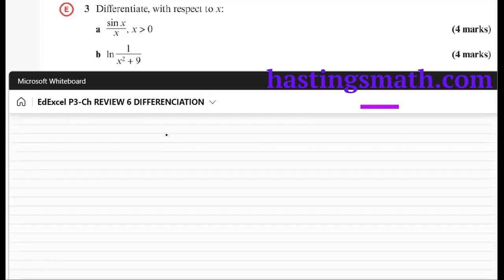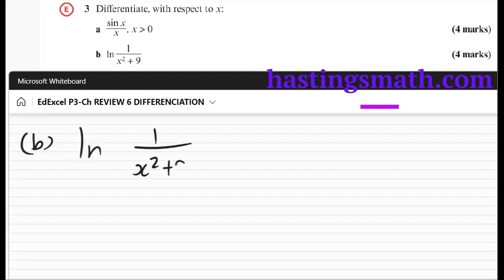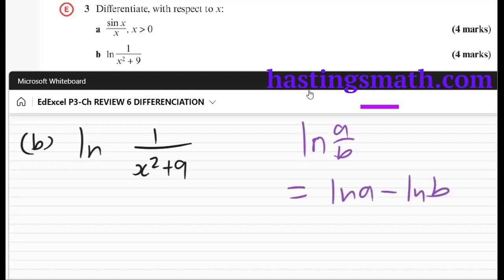Let's look at number B, common problems. When we're differentiating, the way they've approached this one is they took the function that was given and split it up using log laws. If you had ln a over b, that would equal ln a minus ln b. So we're using this log law. If we apply it and rearrange a little bit, we end up with ln 1 minus ln of x squared minus 9.